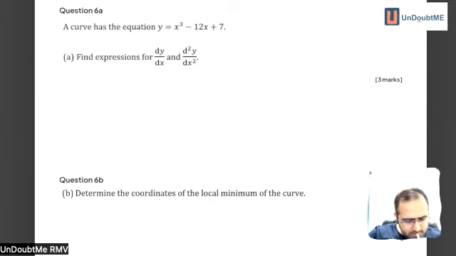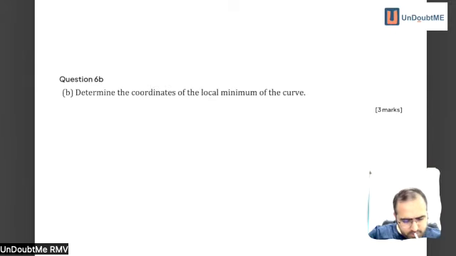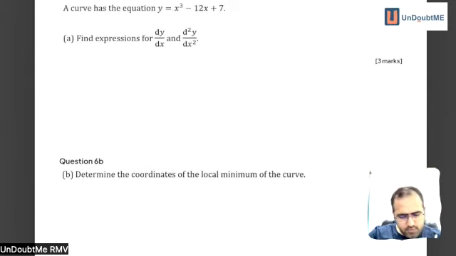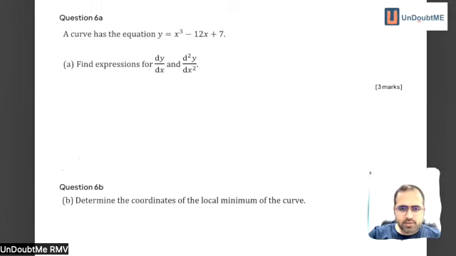Okay, this is a similar question. Determine the coordinates of the local minimum of the curve. Before starting this question, this is a question where we have to find the minimum. So I'll tell you the concept one more time. All of you listen to me carefully.